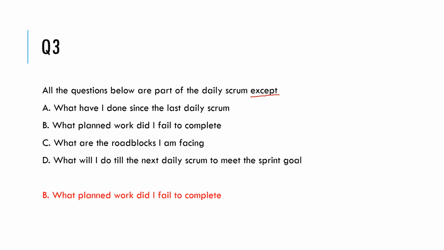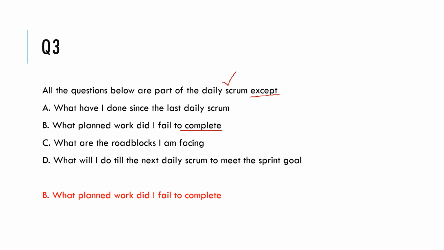What planned work did I fail to complete? You see, whatever that you fail to complete is not something that you want to discuss in the daily scrum. Remember, it is a stand up meeting that should last for 15 minutes and it should focus on what has been done, if there are any issues that anyone is facing from the team, and what is the planned work. That's all. Whatever that you fail to complete is something that you can take separately and not in the daily scrum.